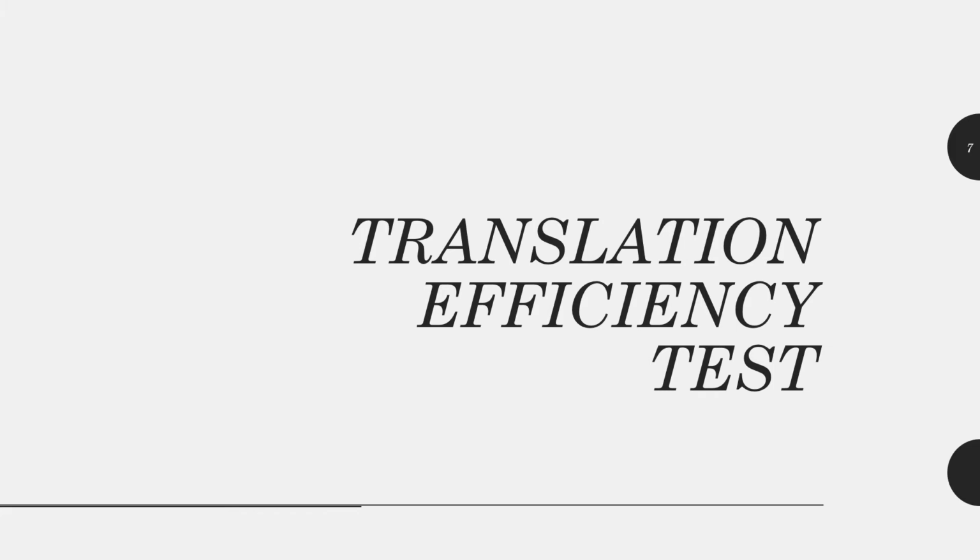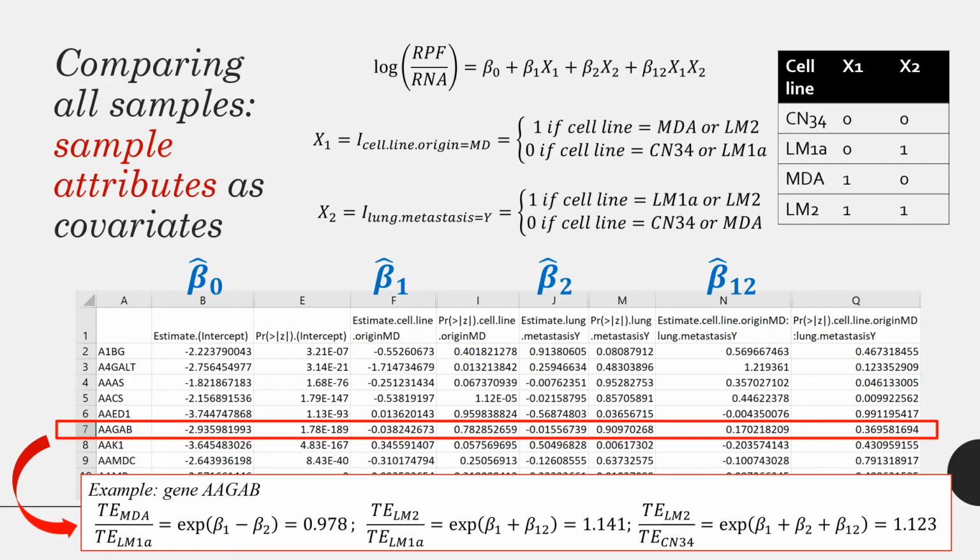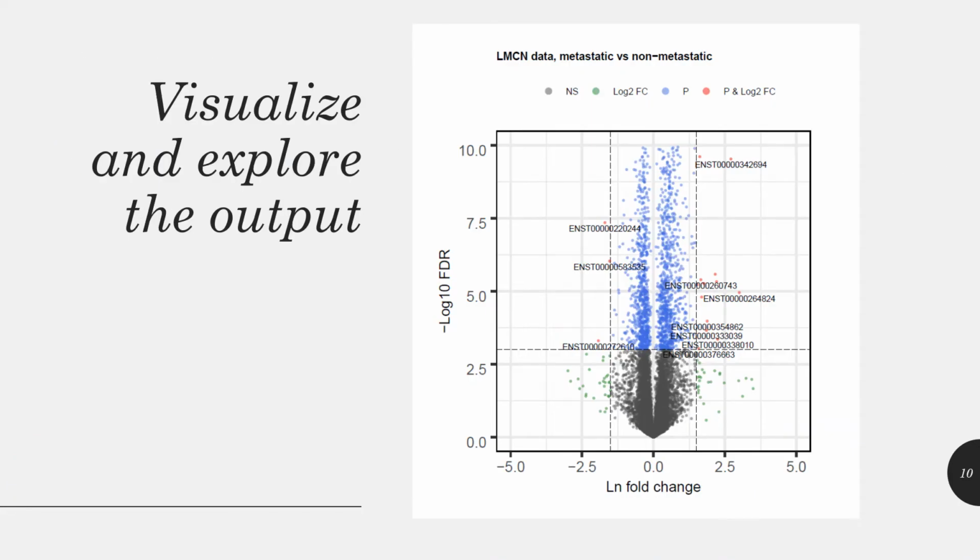Next, we model translation efficiency as the odds of observing RPF reads versus RNA reads in a dataset. And we model translation efficiency ratio between samples as the odds ratio of a logistic regression with sample attributes as predictors. The output of this regression can be visualized and explored for biological insights.